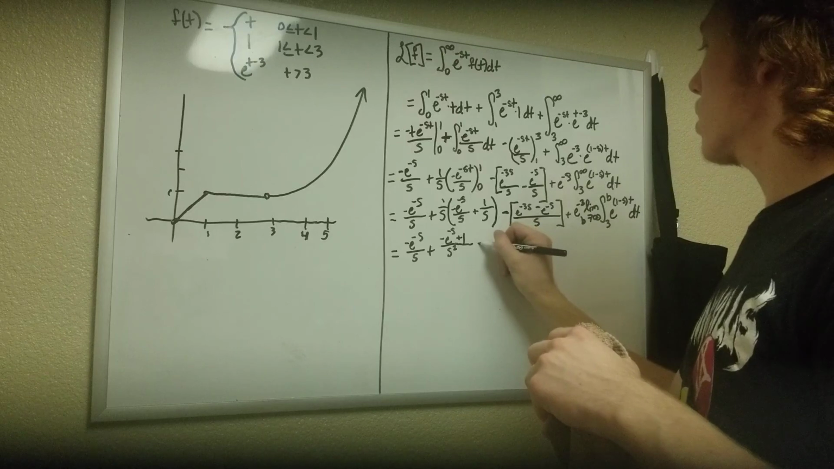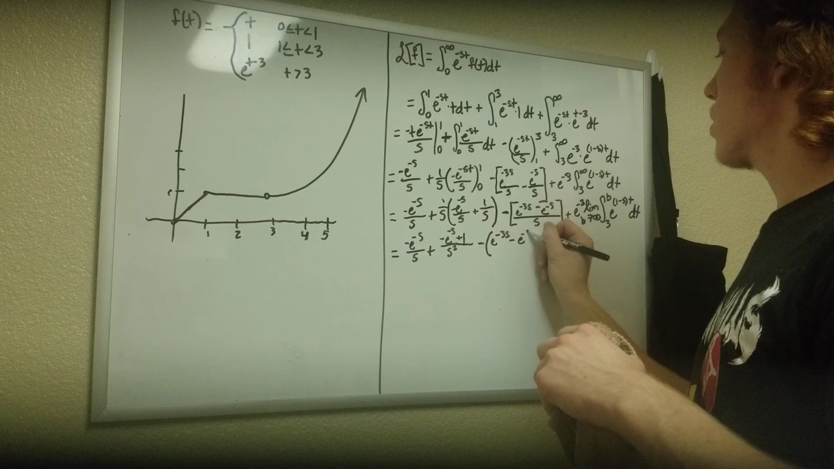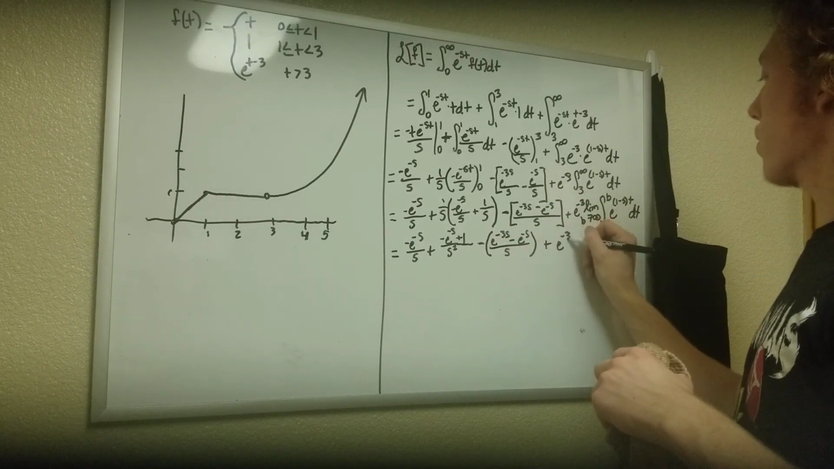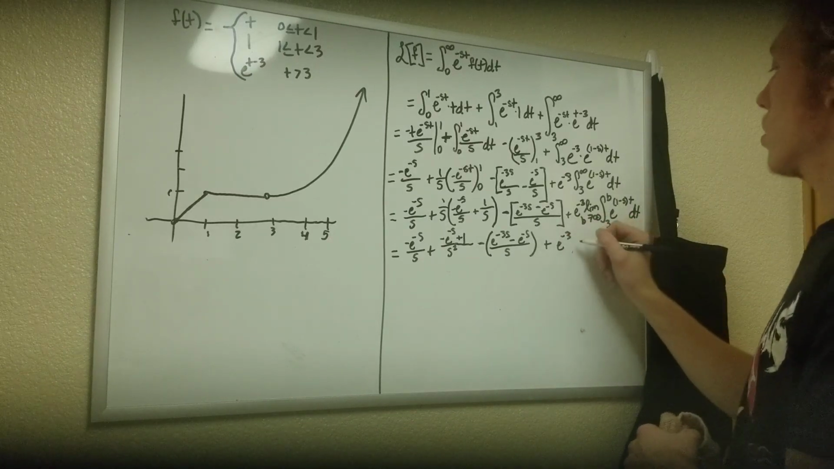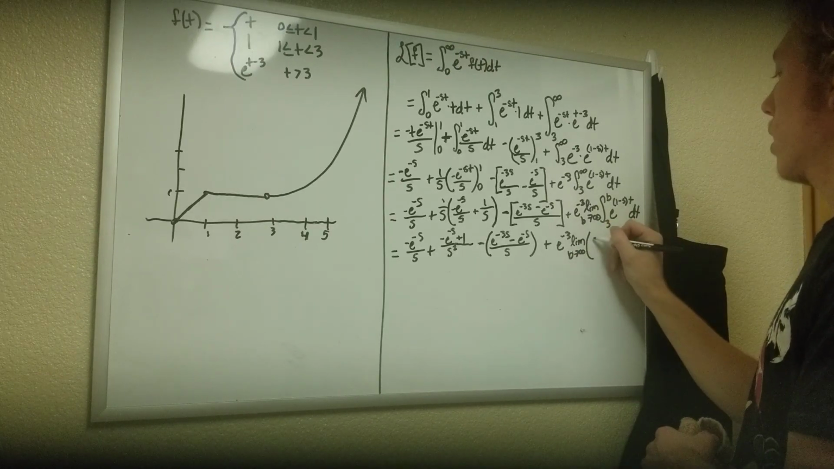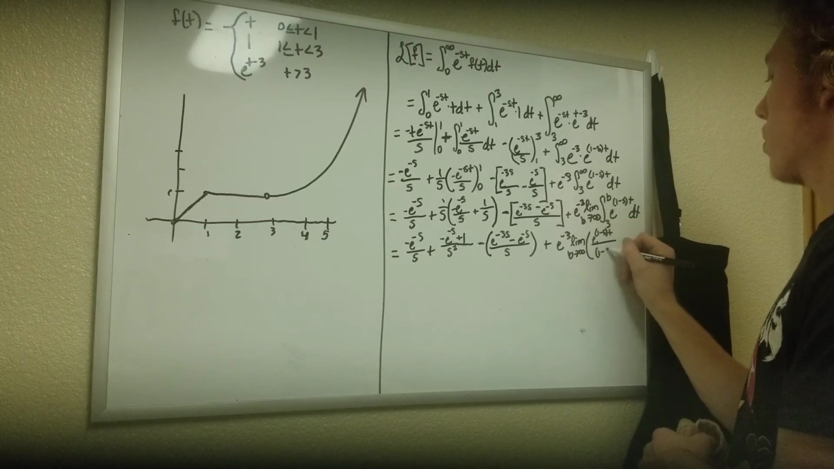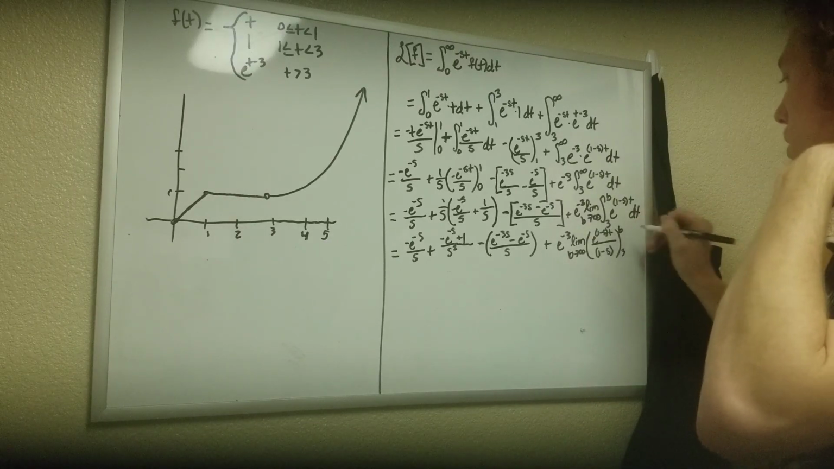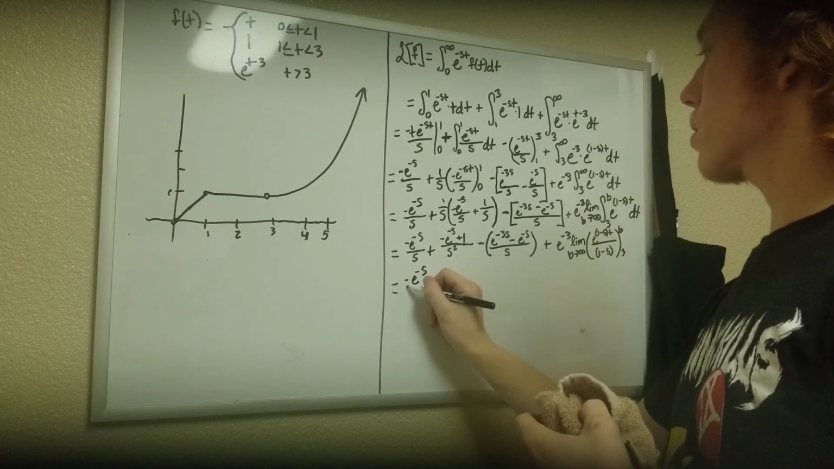Plus 1 over s squared minus 1, e to the negative 3s minus e to the negative s over s, plus e to the negative 3 times the limit as b approaches infinity of e to the 1 minus st over 1 minus s, evaluated from 3 to b. Awesome, so negative e to the negative s.